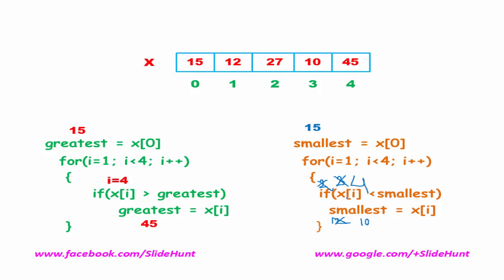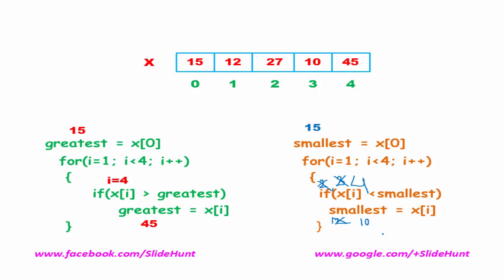And then we check this condition. X of 4 less than smallest. X of 4 is 45. 45 less than 10? No, this condition is false. And the control goes here. Increment the value of I by 1. So now I equals 5. This condition is false and the control comes out of this loop. So the smallest value is 10.